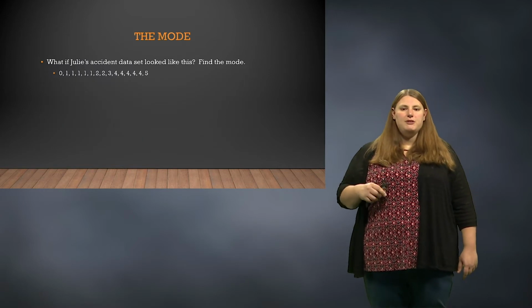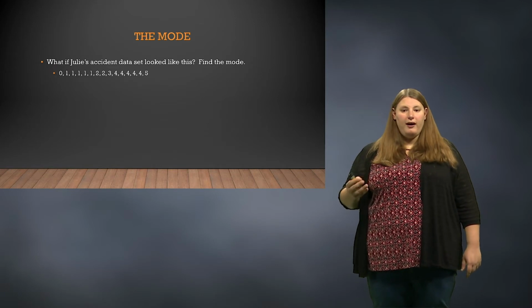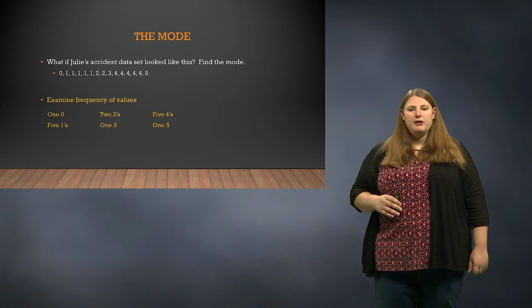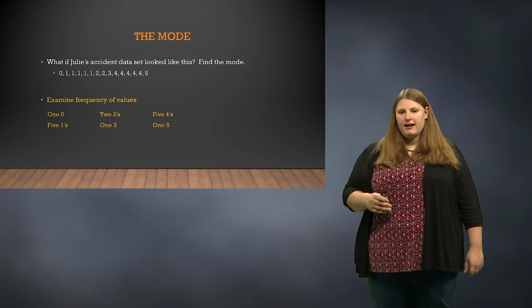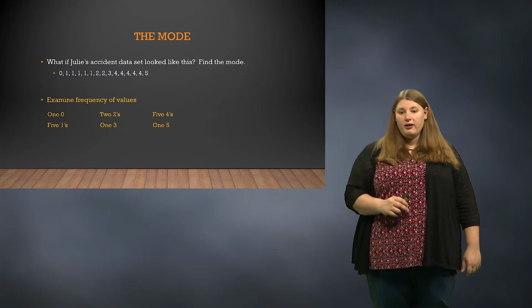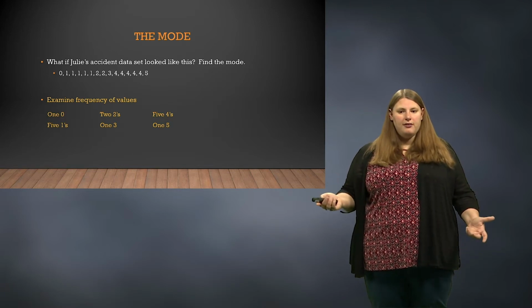Now what about if Julie's accident data looks like this? Then what would the mode be? Well, let's analyze the frequency together. We can see that one person each has reported 0 car accidents, 3 car accidents, and 5 car accidents. But this time, 5 friends have each reported either 1 car accident or 4 car accidents. So, which is the mode?